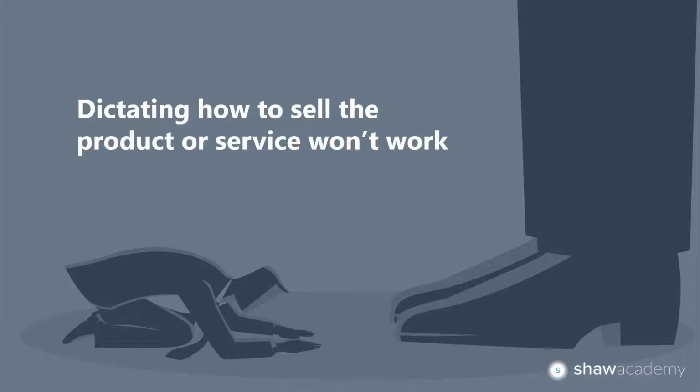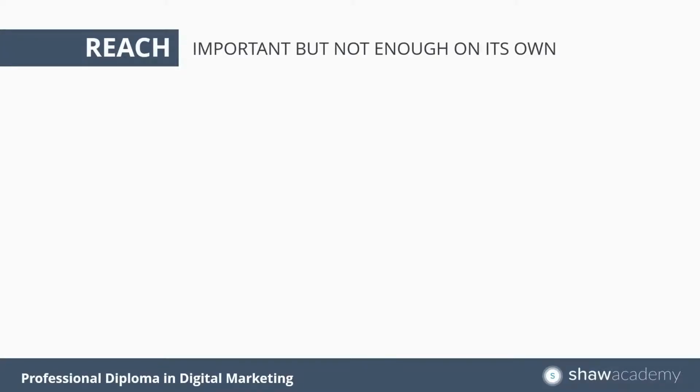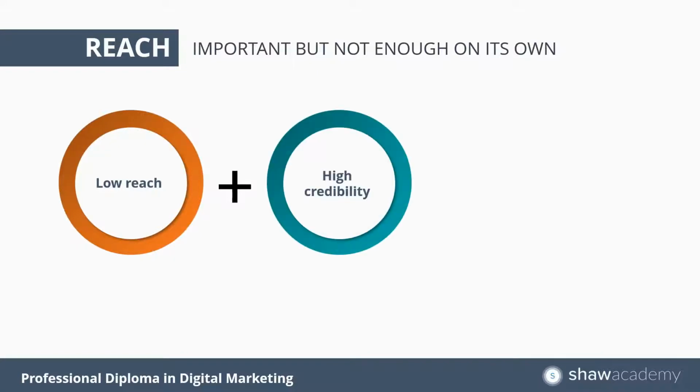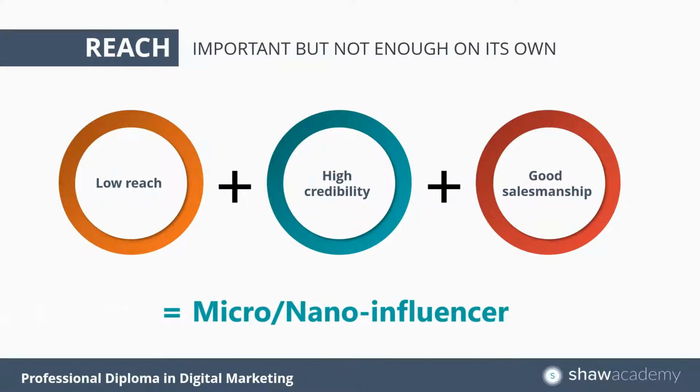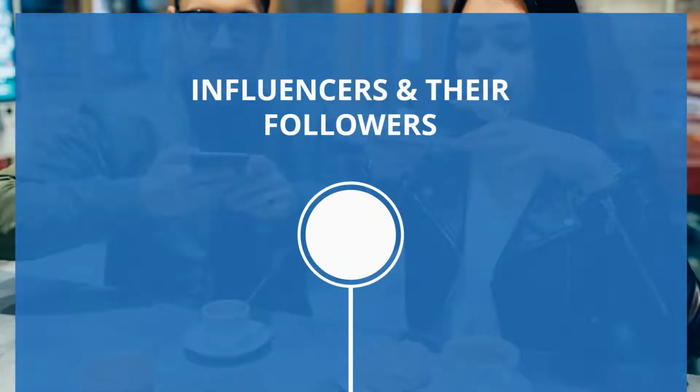There are, of course, risks around this, which we'll look at just now. But for the campaign to be most effective, the influencer needs to be consistent with their own brand as well. Sounding like a completely different person, or worse, far too salesy, could have a negative impact on what they've also spent a lot of time building. Now, I believe that this is one of the most important things you need to remember in today's lesson, that reach is important, but it is not enough on its own. If an influencer has low reach, but high credibility and good salesmanship, they might be referred to as a nano or a micro influencer.